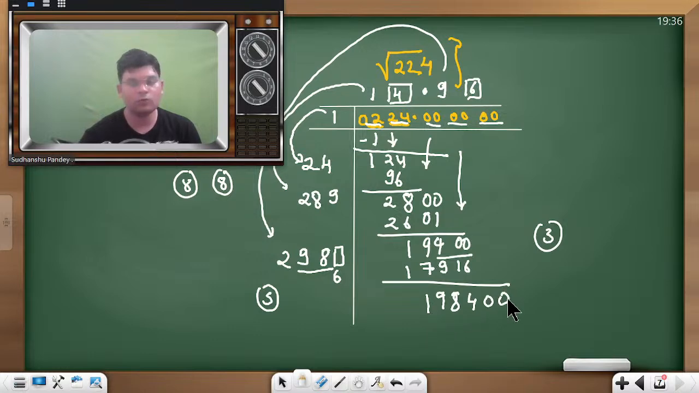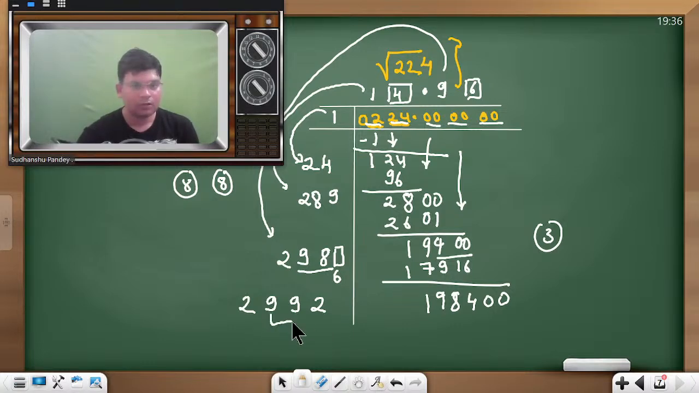And again 2 more zeros. And this 1496, if I double it, it will become: 6 into 2 is 12. 9 into 2 is 18 plus 1, 19. 4 into 2 is 8 plus 1, 9. And 1 into 2 is 2. So 2992. Everybody getting it?